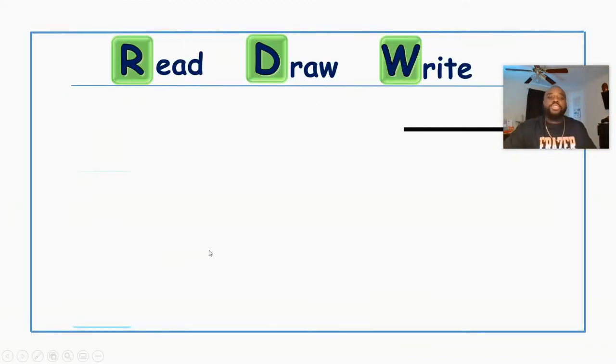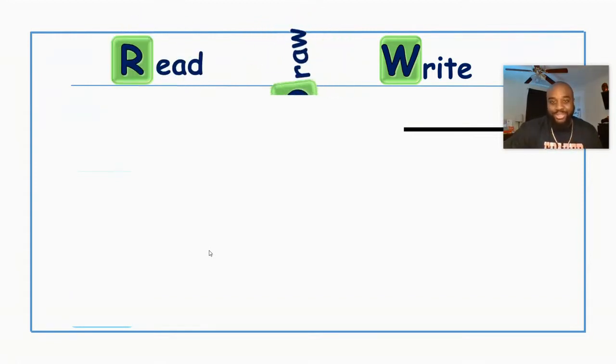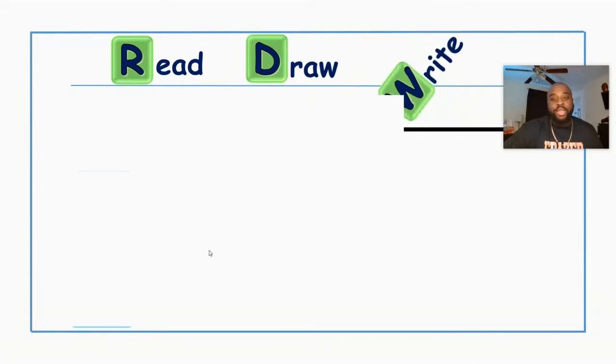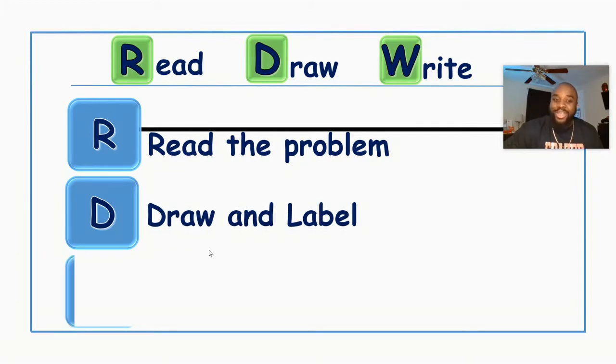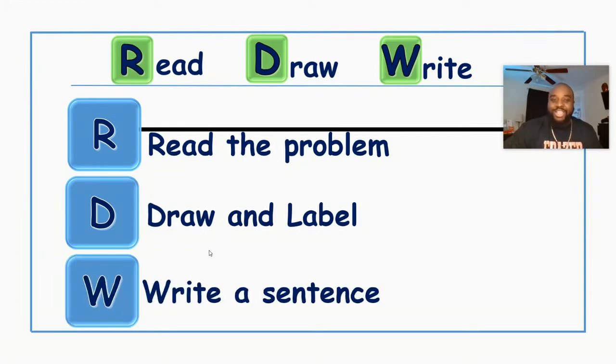So let me introduce to you this concept called RDW, read, draw, write. Most of you are probably familiar with this from elementary school. You use the RDW method, where one, you will read the problem, two, you will draw and label, and then three, you will write a sentence. So we're going to use those skills to create our equations.